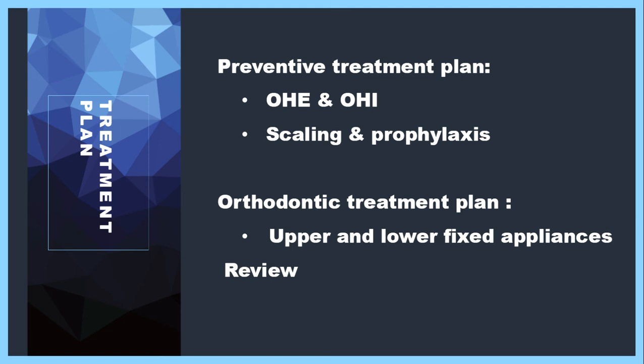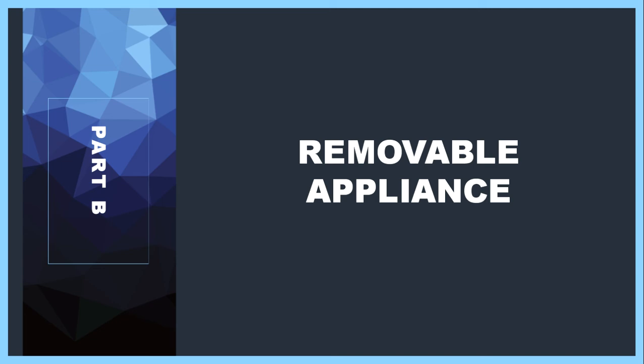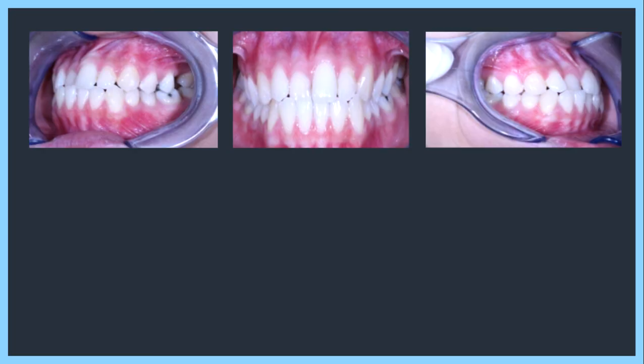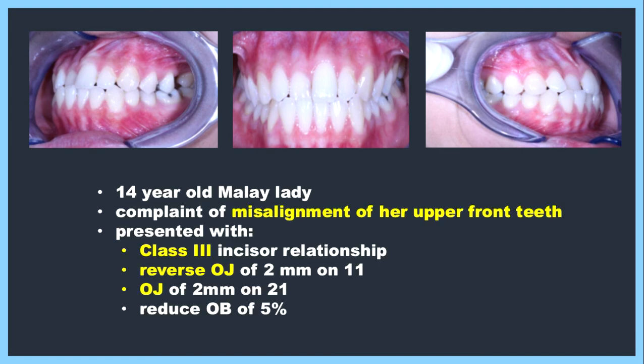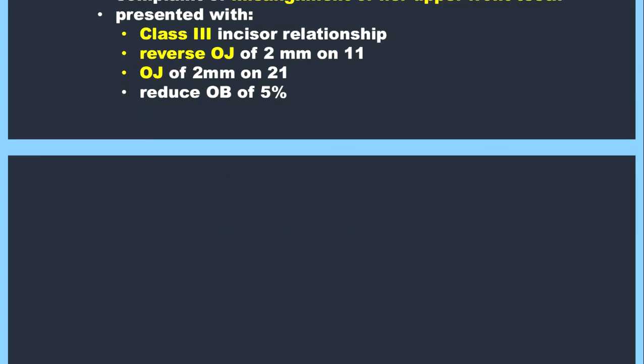Before proceeding to review, moving on to part B, removable appliance. Okay, this is the case that I got, and she is a 14-year-old Malay lady, complained of misalignment of her upper front teeth, and she presented with class 3 incisor relationship with reverse overjet of 2 mm on 11, overjet of 2 mm on 21, and reduced overbite of 5%.